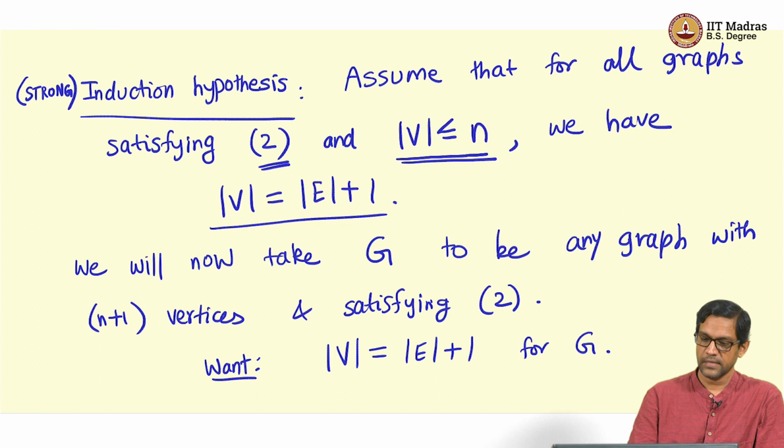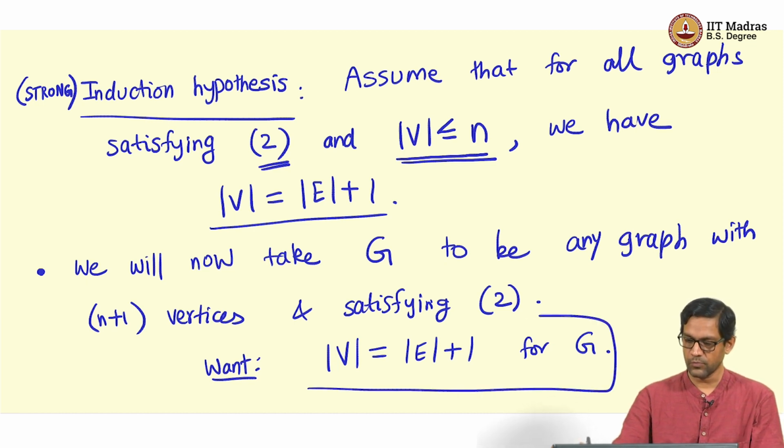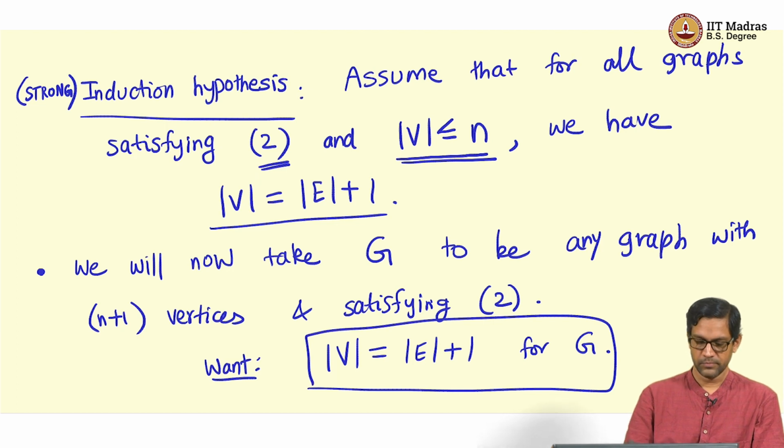Now that is going to be our strong induction hypothesis, and then what we need to do is to show that the required conclusion also holds for any graph G with n plus 1 vertices, and which satisfies the given condition 2. So this is what I finally want to do. Let us see how would we go about doing this.